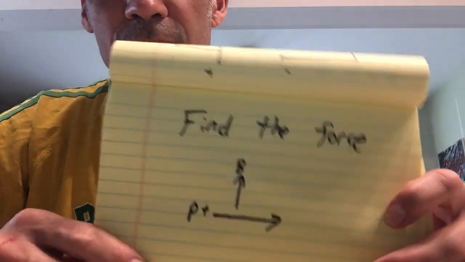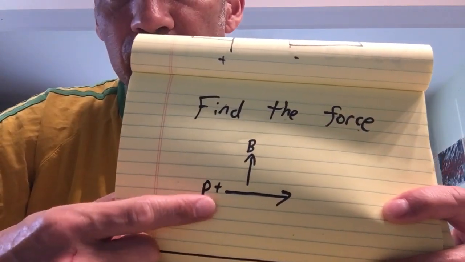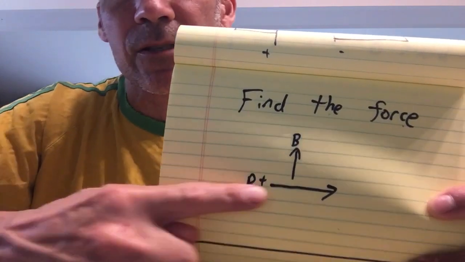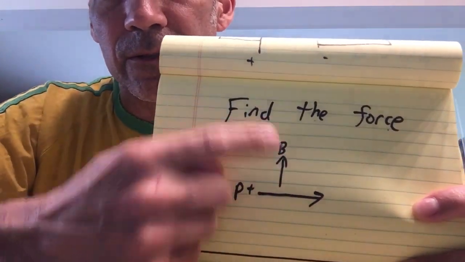So find the force on this particle. I've got a P and a plus, which means that's a proton, so we've got a positively charged particle here. It's going this way, and the magnetic field is going upward.